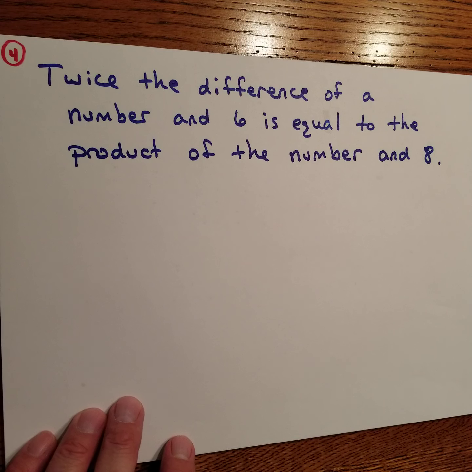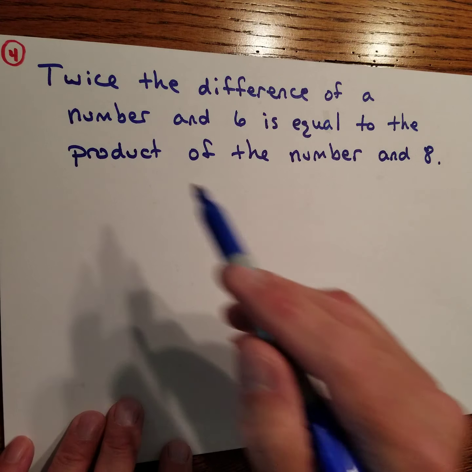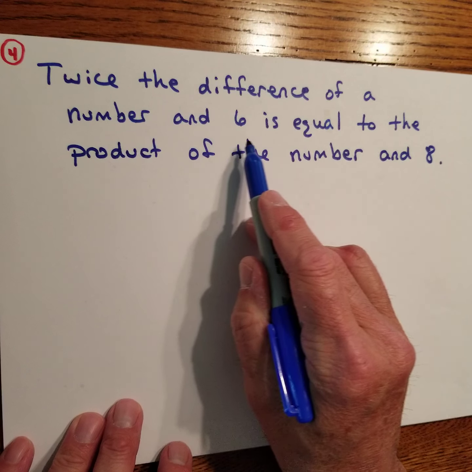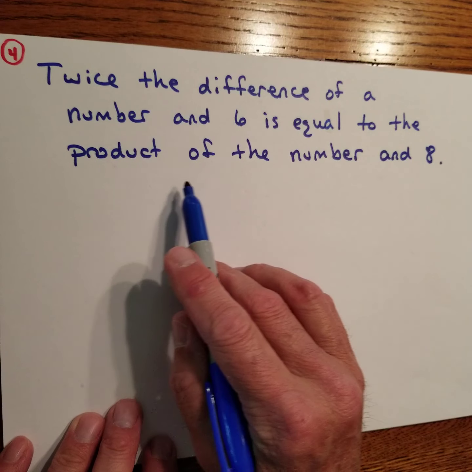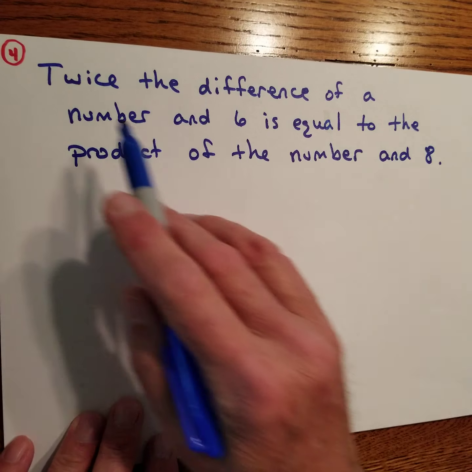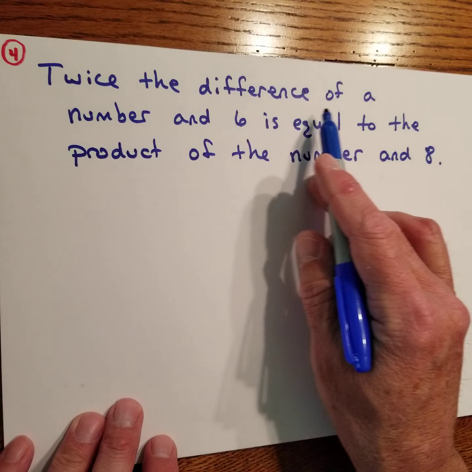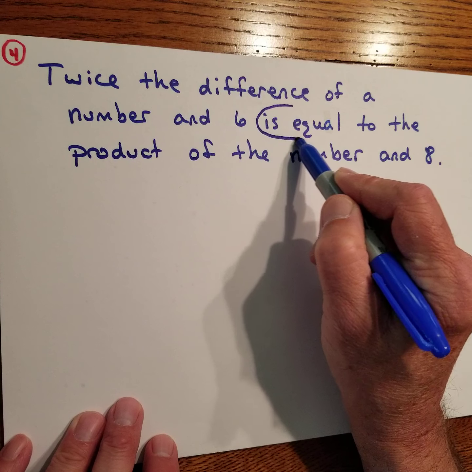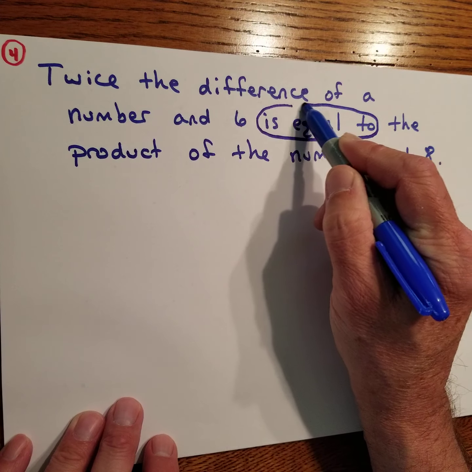Again, this one's pretty challenging. Let's find that equal sign. Twice the difference of a number in 6 is equal to the product of the number in 8. Skim until you get to the equal sign. Oh, there it is, equal to. Can't be much more clear than that.